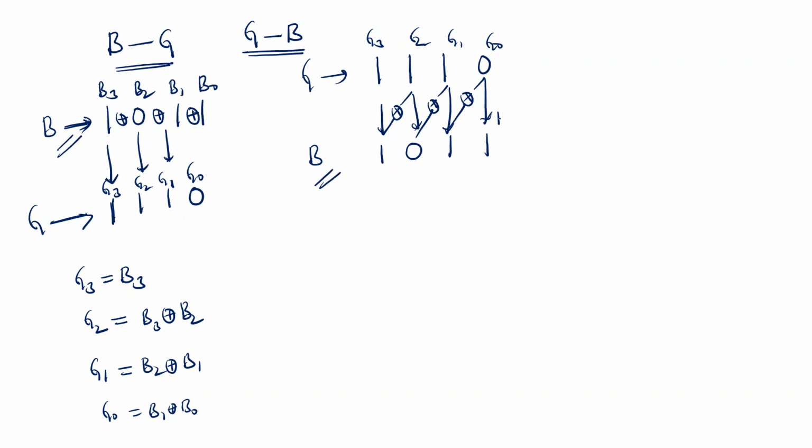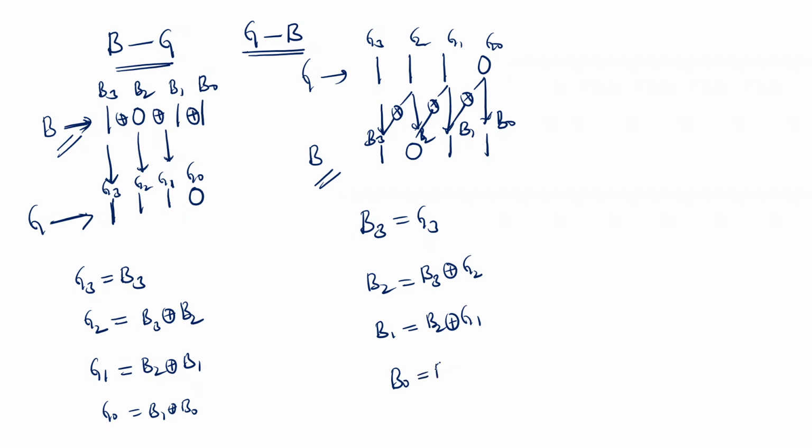If you consider this as B0, B1, B2, and B3, in general B3 equals G3, B2 equals B3 XOR G2, B1 equals B2 XOR G1, and B0 equals B1 XOR G0. So this is how we can convert binary to gray and gray to binary.